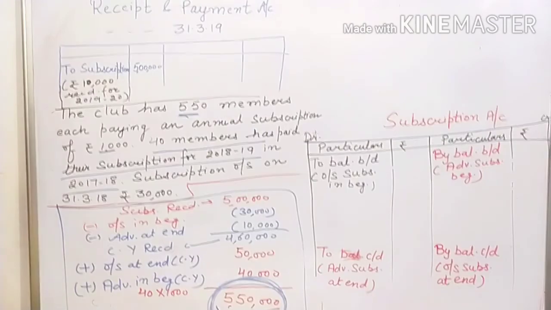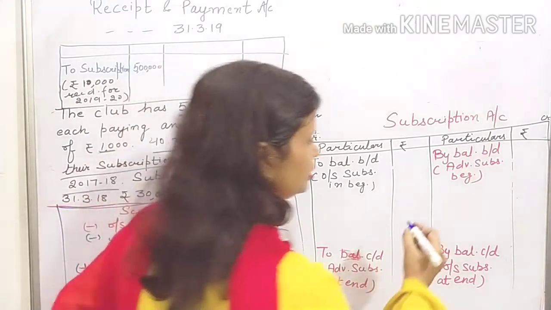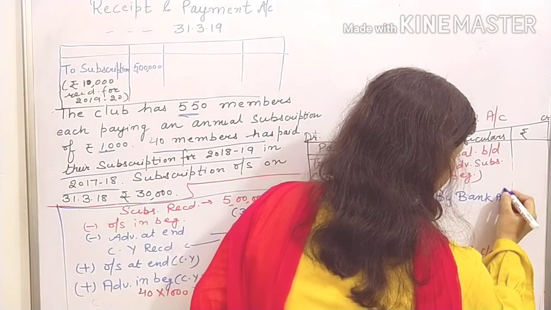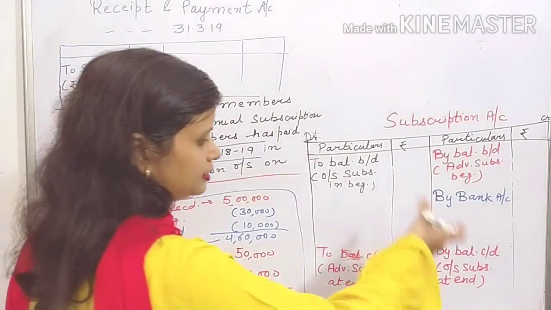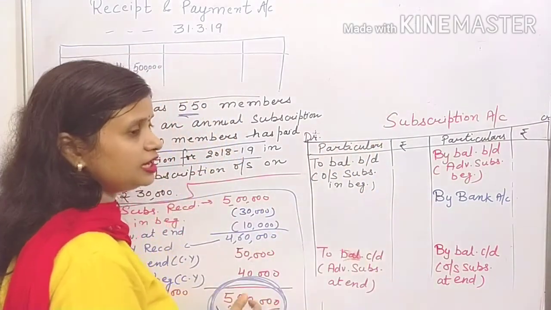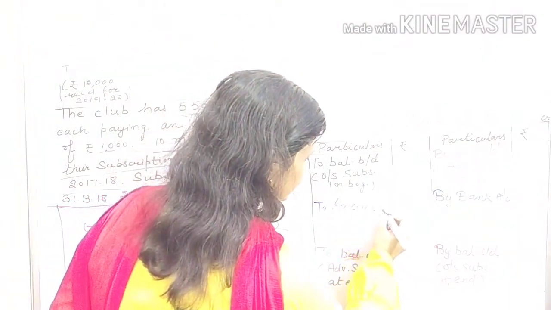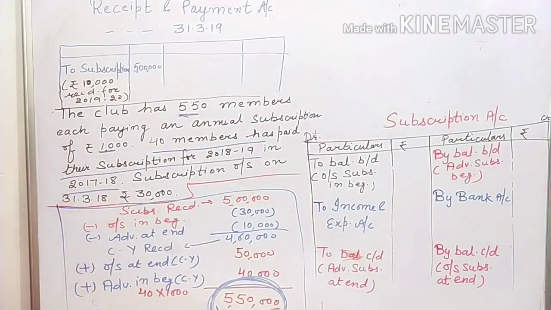And whatever amount you have received on this account, subscription account, bank account debit to subscription, so here you will show by bank account. This is subscription received, total received during the year. And at the end, subscription being the nominal account, revenue received, its result will be transferred to income and expenditure account. To income and expenditure account. Like if we are required to prepare subscription account for this question, how will you prepare?